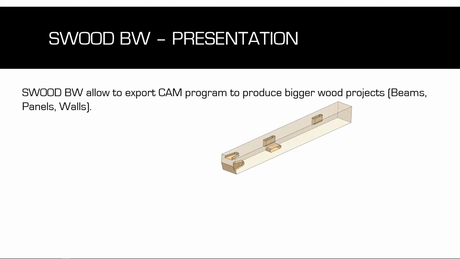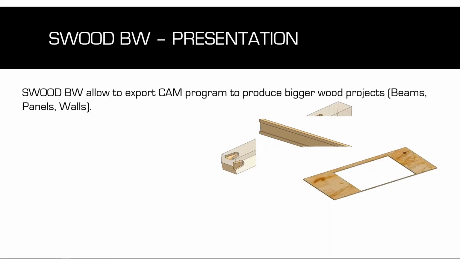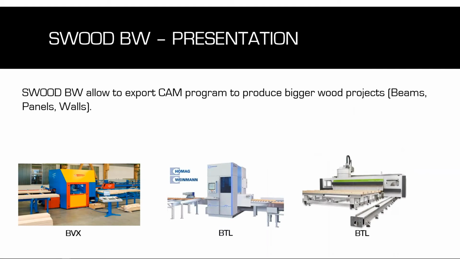So the language is different from the machines used for cabinet or furniture projects. Also, the shapes of the beams and walls are quite standard. So with SWOOD BW, through a beams and walls library, you will be able to manage your beams, these kinds of square beams that we can see here. You can as well manage I-beams, since the last version rounded beams as well, and all the walls. Regarding the format, there are 2 main formats in the market. BVX, which is the format used for Hundegger machines, and then BTL, which is the format used for machines such as Weinmann from HOMAG or Uniteam from BSC.